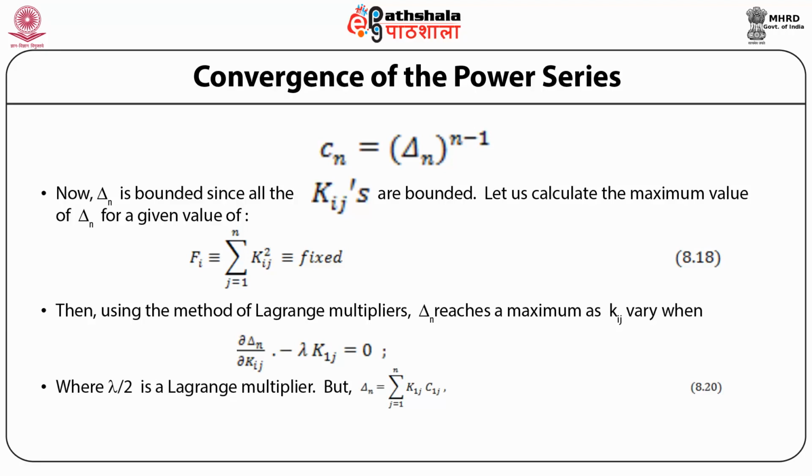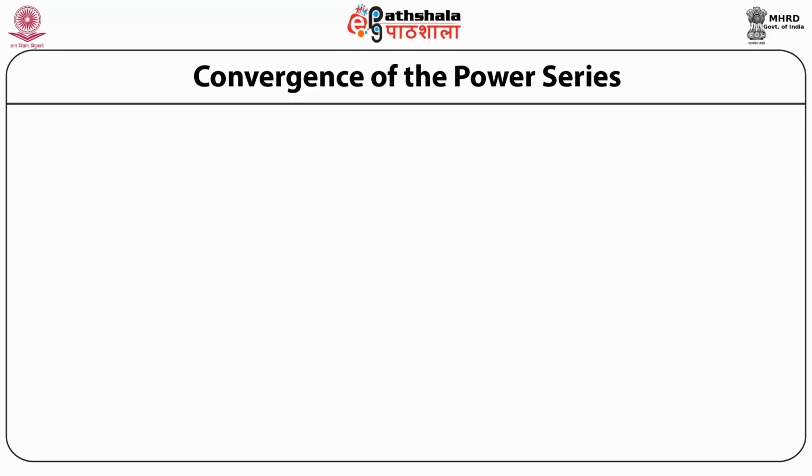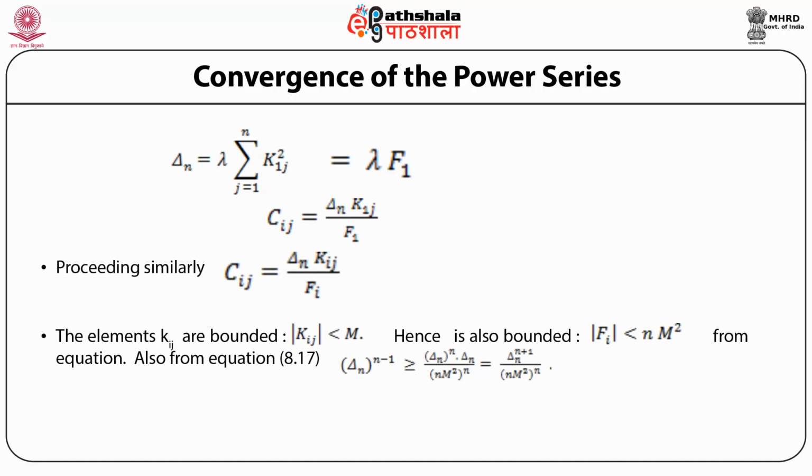But delta_n is the sum over j from 1 to n of K_1j C_1j. Hence, we have C_1j equal to lambda times K_1j. So delta_n is lambda times the sum over j of K_1j whole square, which is lambda times f_1. Hence C_1j is delta_n K_1j by f_1. Proceeding similarly, C_ij is equal to delta_n K_ij by f_i.